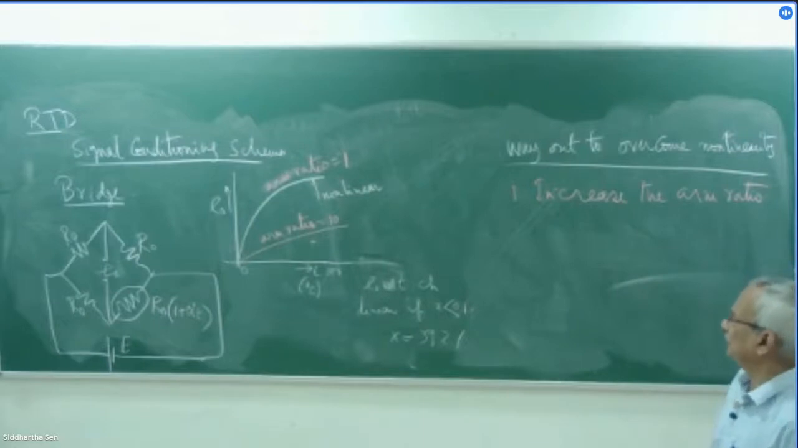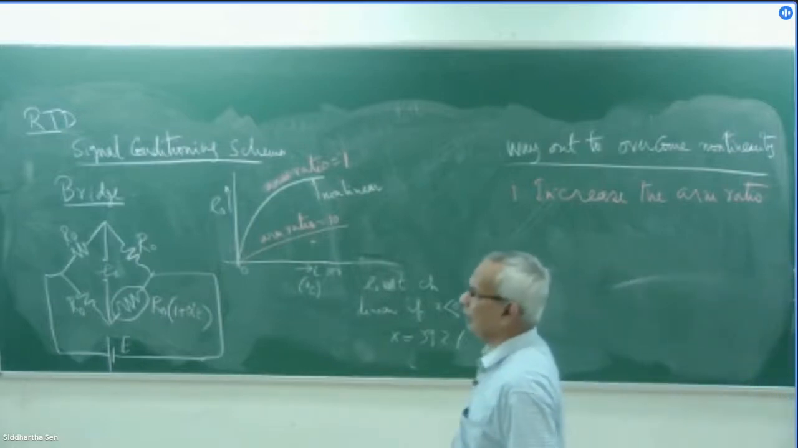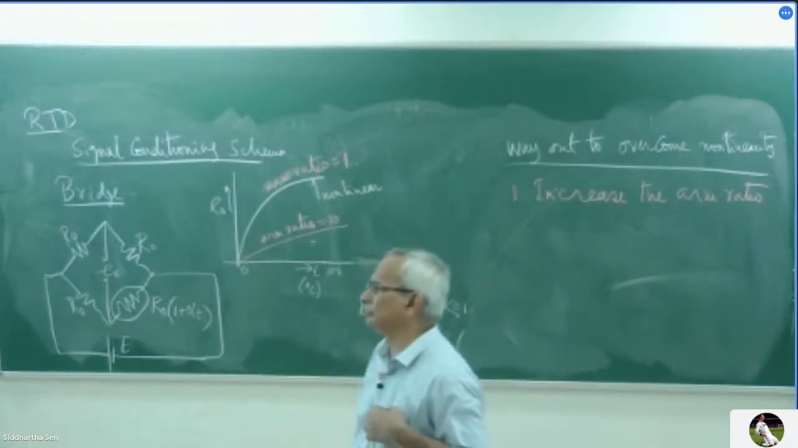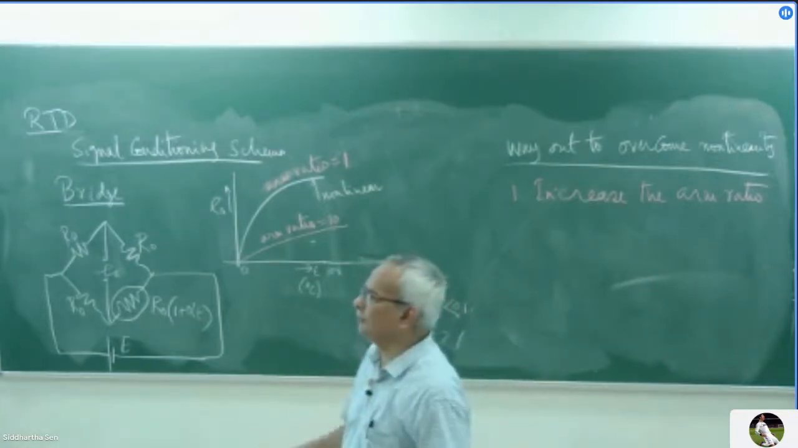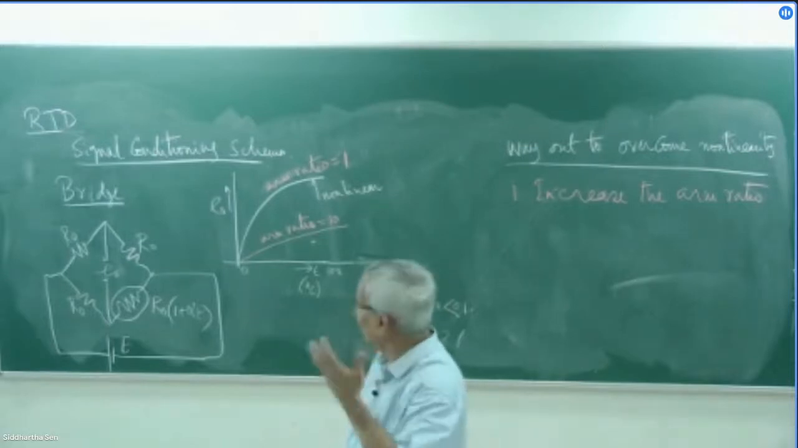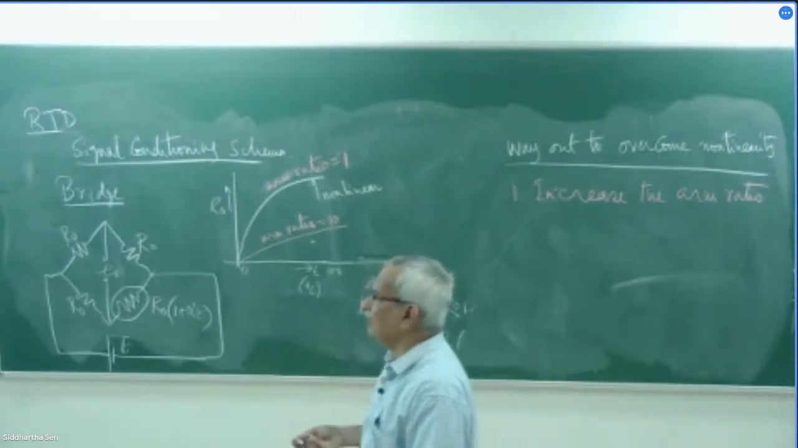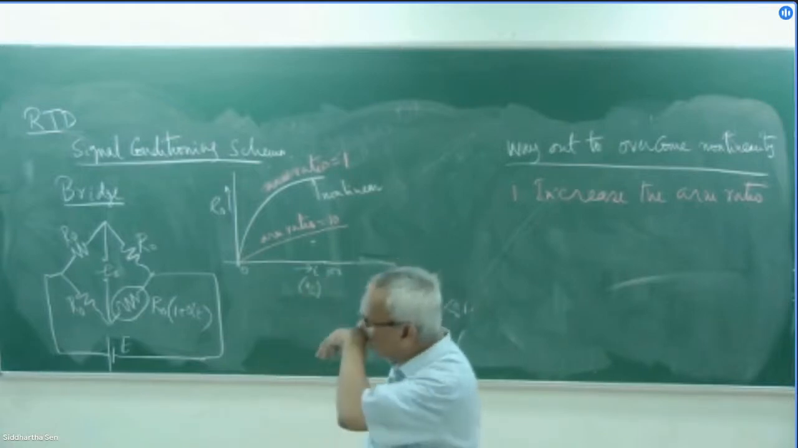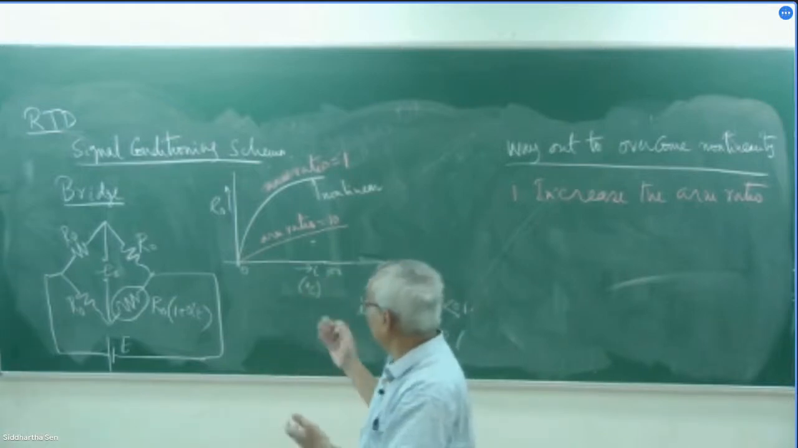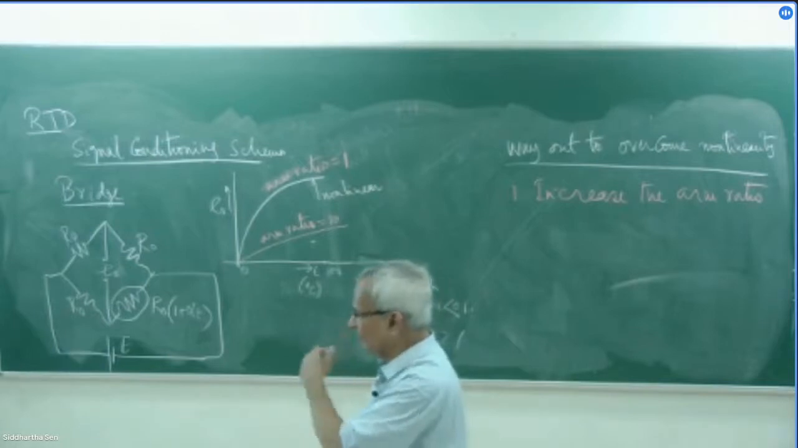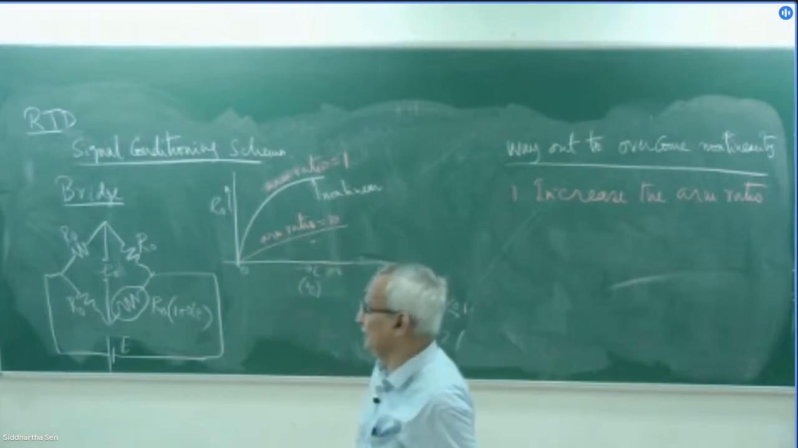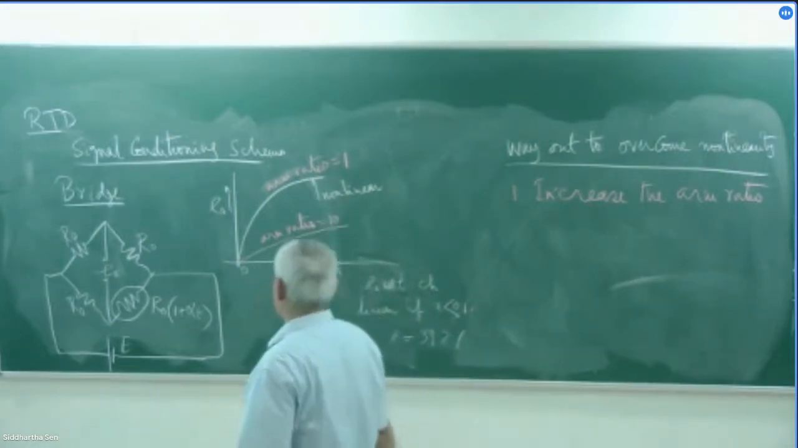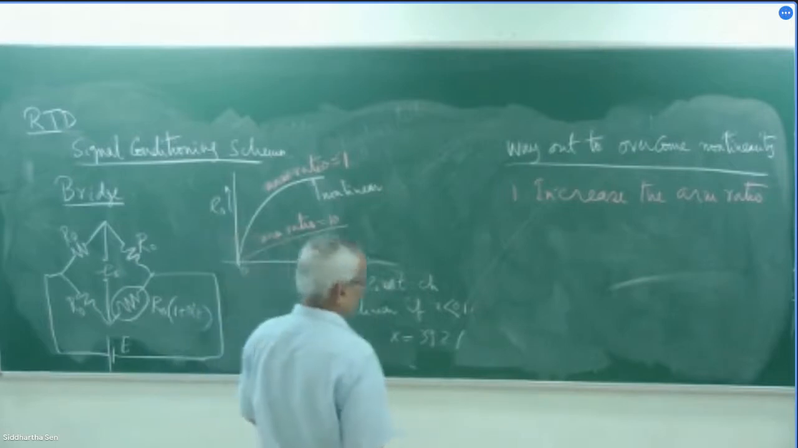But the sensitivity will be lower. At the same time, anyway, we will have to amplify the voltage. The loss of sensitivity we can overcome by making the amplifier gain higher, and then we can regain the linearity there.